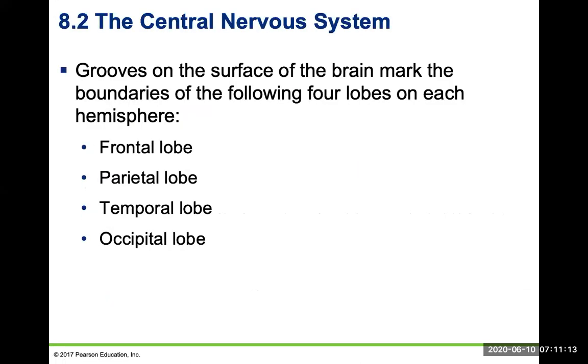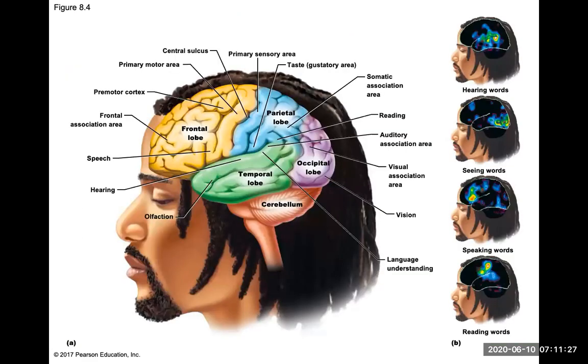There are grooves on the surface of the brain that mark the boundaries of the following four lobes: frontal lobe, parietal lobe, temporal lobe, and occipital lobe, which are named for the skull bones that surround them. So here are the different lobes of the brain, and each lobe is associated with a different function of the brain. Hearing words is in your temporal lobe, which is by your ears.